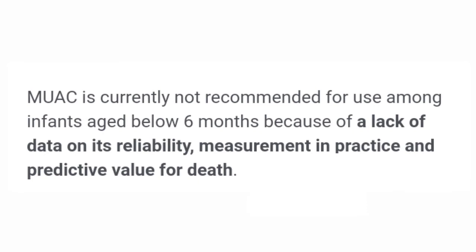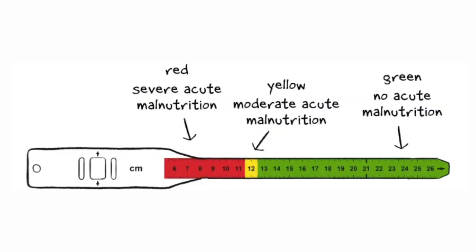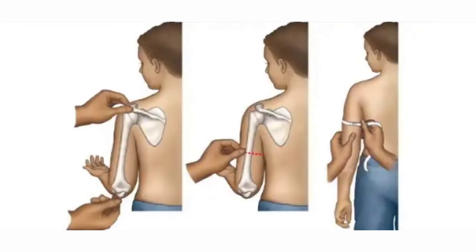MUAC is currently not recommended for use among infants below age 6 months because of the lack of data on its reliability, measurement in practice, and predictive value for death. So below 6 months we do not use MUAC. This again shows the red line, severe acute malnutrition; yellow, moderate acute malnutrition; and green, no acute malnutrition. For measuring MUAC, first you have to measure the mid upper arm from the olecranon process to the acromion. So first you measure the midpoint, and then you measure the MUAC.